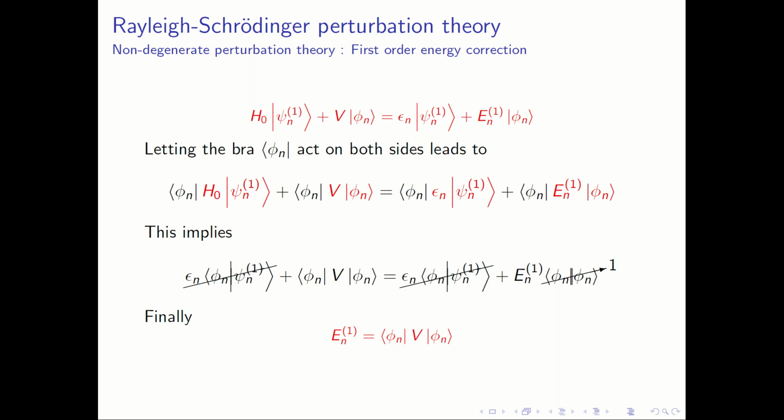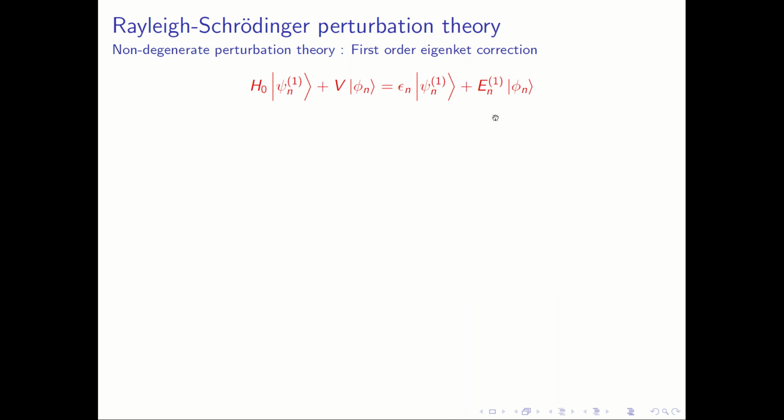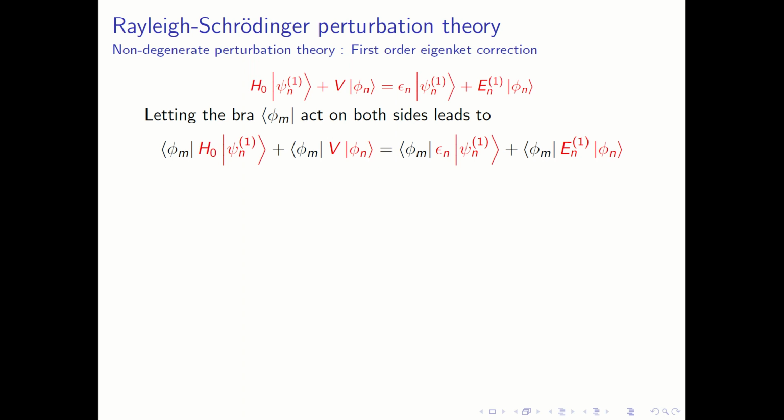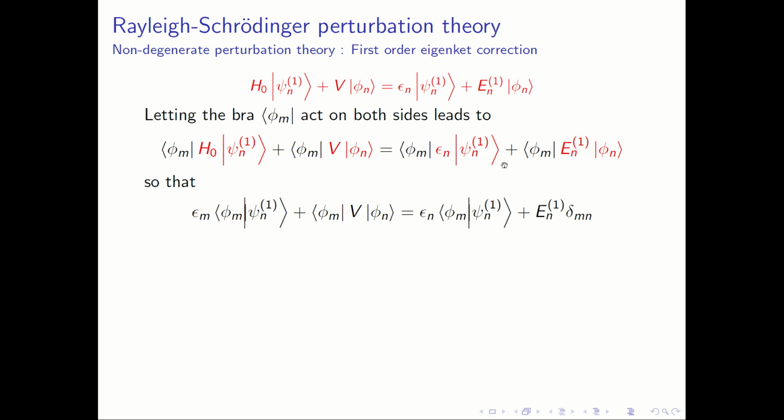What about |ψn1⟩, the first order correction to the eigenket? Well, for that we start with the same equation all over again, but this time instead of hitting with the bra φn on the left, I will hit with the bra φm, where φm could be any arbitrary energy eigenbra for the unperturbed Hamiltonian, not necessarily the same eigenbra as the one corresponding to the energy eigenvalue we are dealing with. The calculation goes more or less the same way. ⟨φm|H0 is simply epsilon m times bra φm, and here of course epsilon n and En1 being numbers just come out of these matrix elements. So you end up with this result.